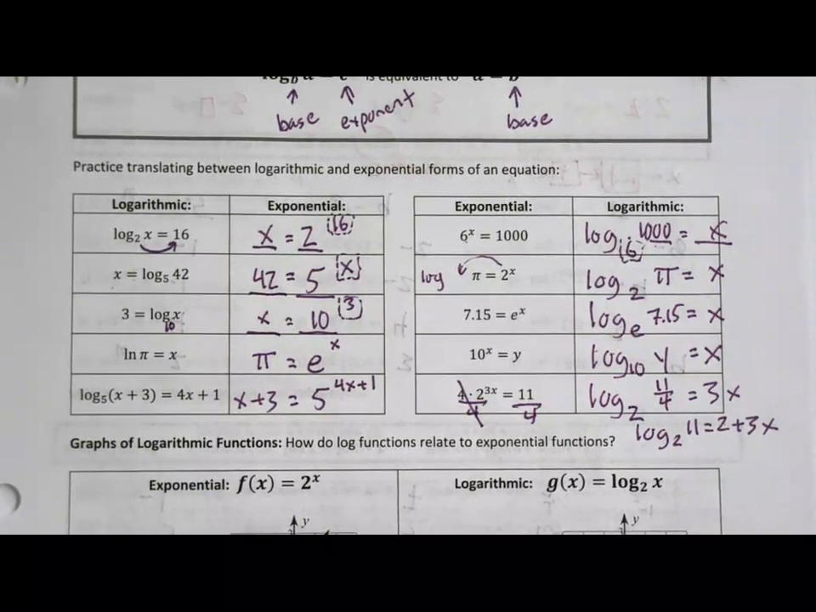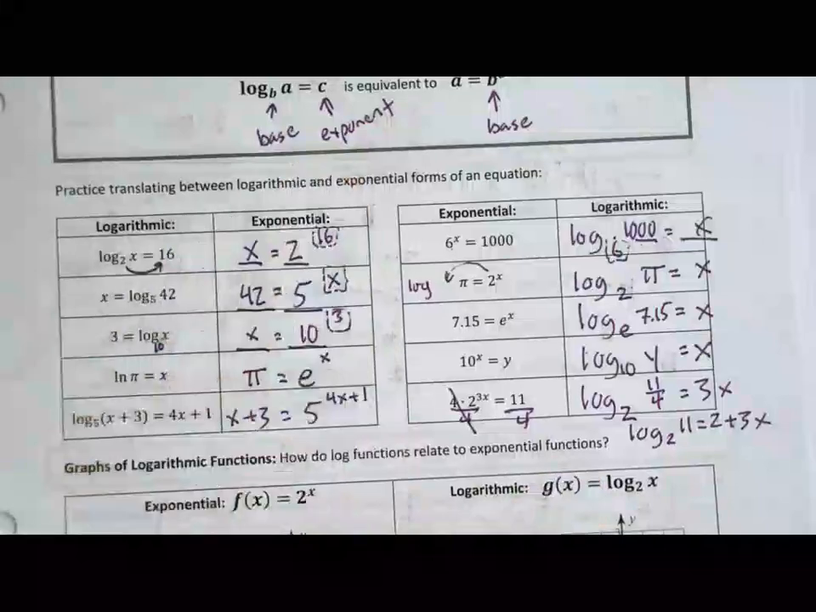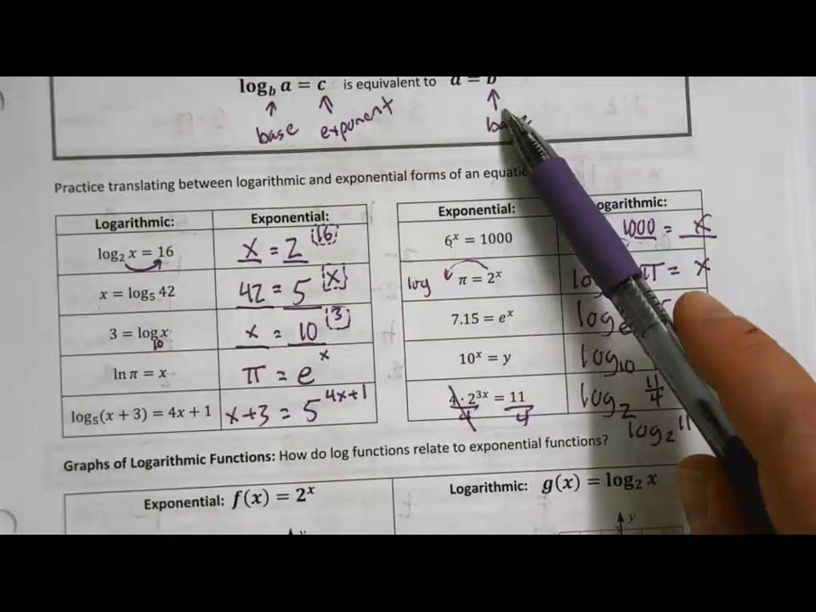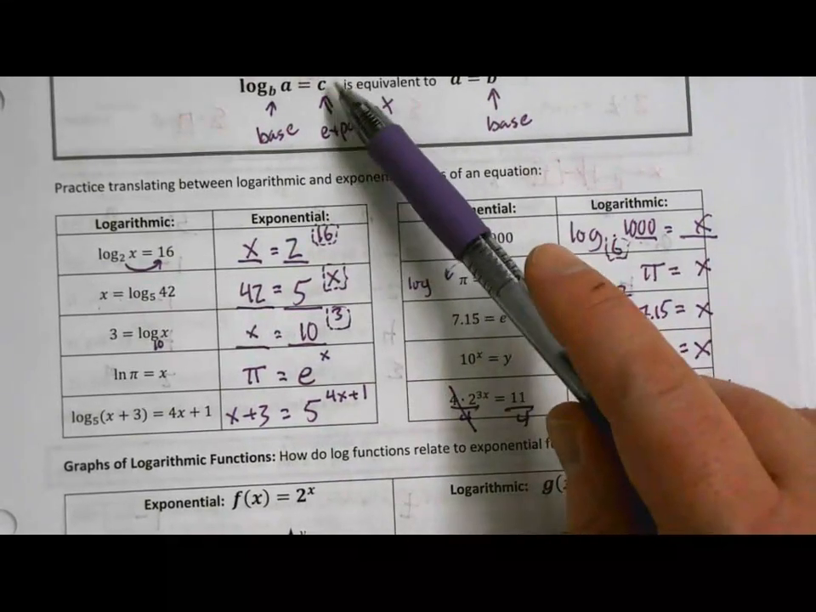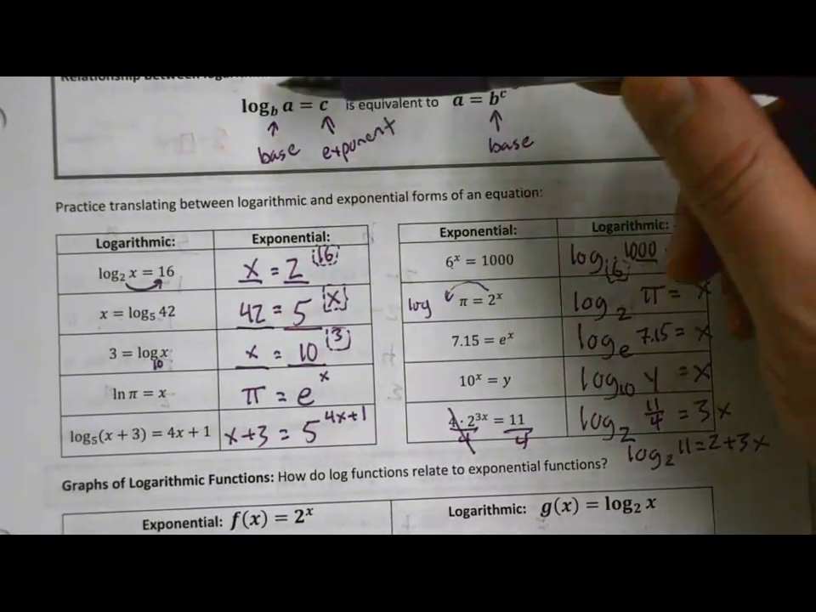Is it kind of making sense though why it is the way it is? We have a base in both forms, right? So if you can identify what's the base, whether it's in this form or this form, then you know where that thing goes in the other format, right? If you can identify what's the exponent, and this is probably the new piece for you, right? Is that a log is equal to an exponent.